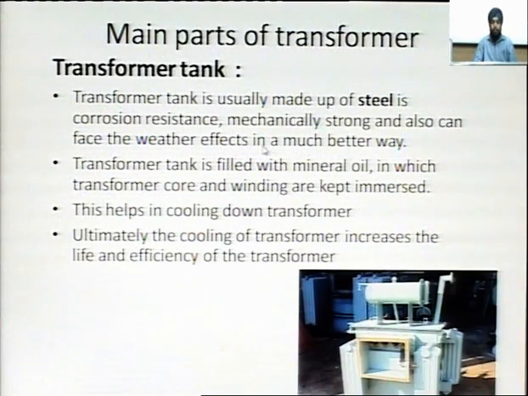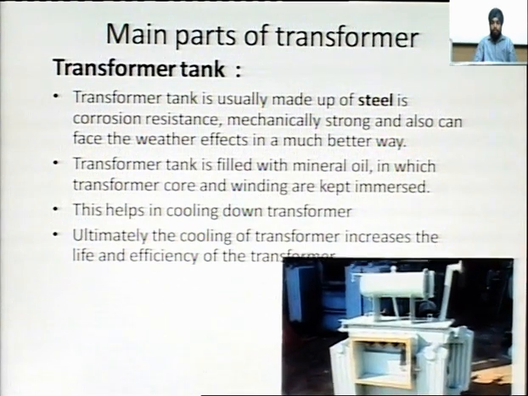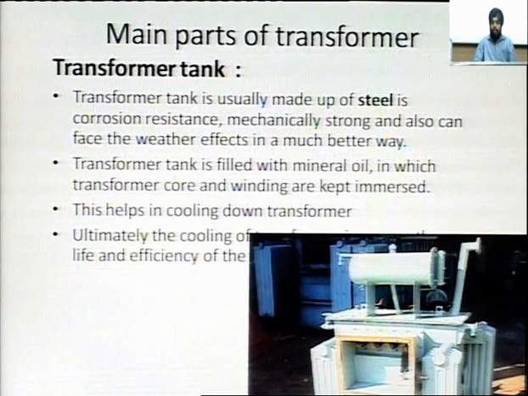Next is the transformer tank. The outer body of the transformer is called the transformer tank, and its function is to provide mechanical protection to the inner components. So the material used for constructing the transformer tank should be mechanically strong. So we use steel for the construction of the transformer tank because steel is mechanically strong. So this outer part is called the transformer tank and it is made of steel.